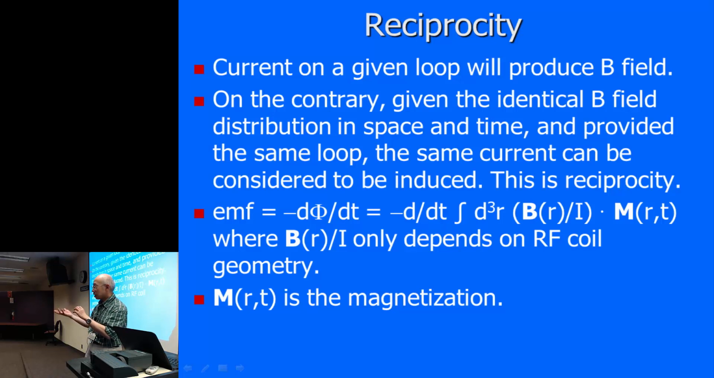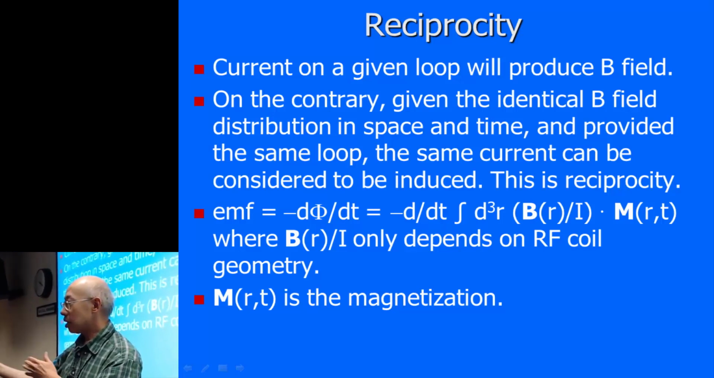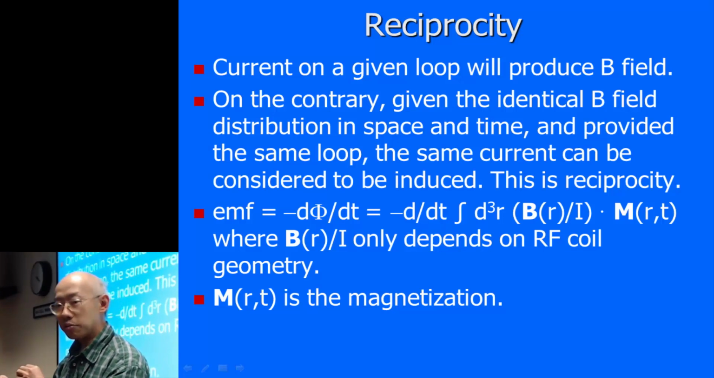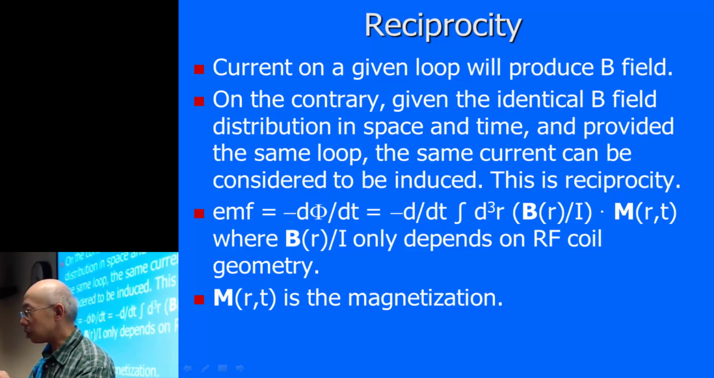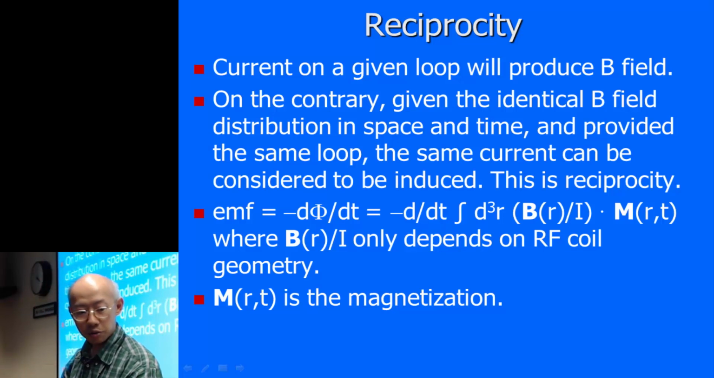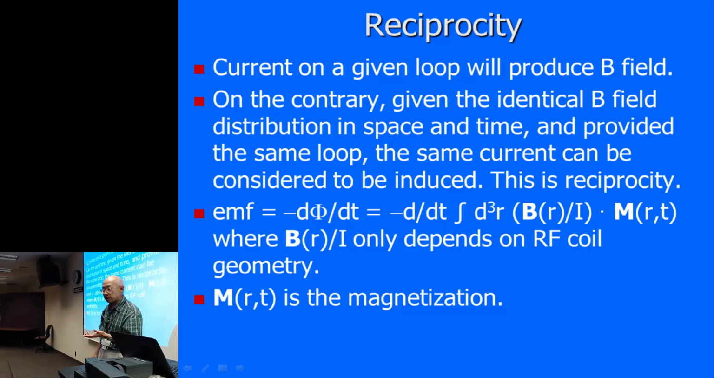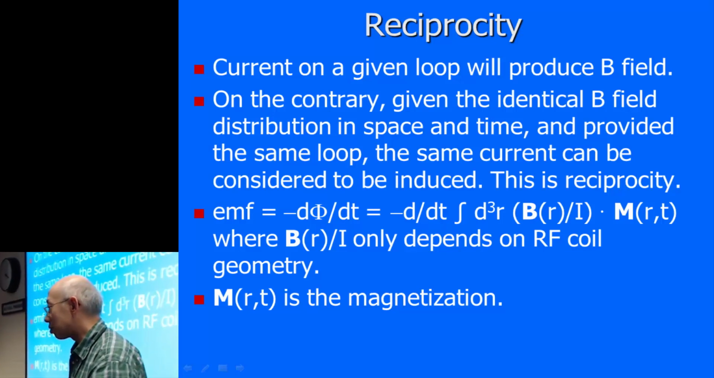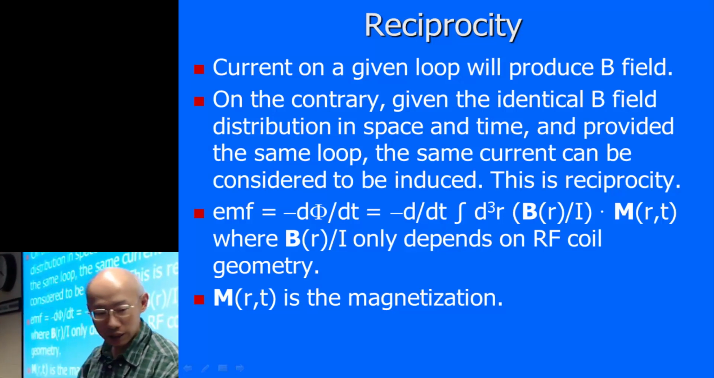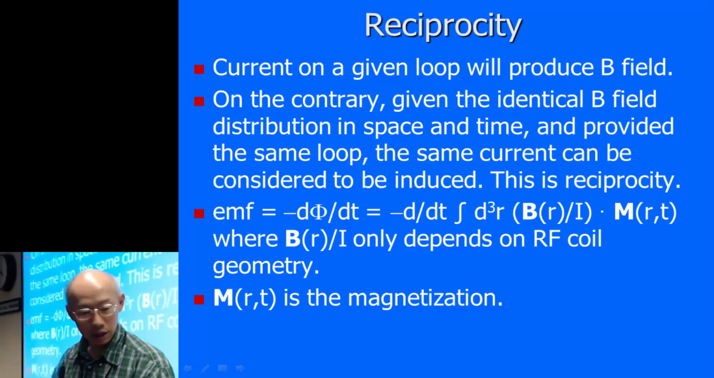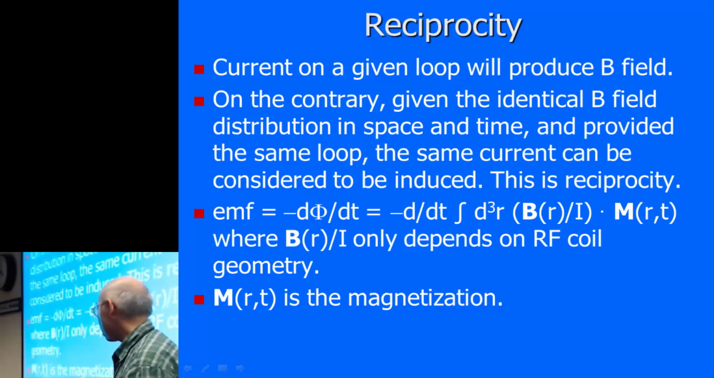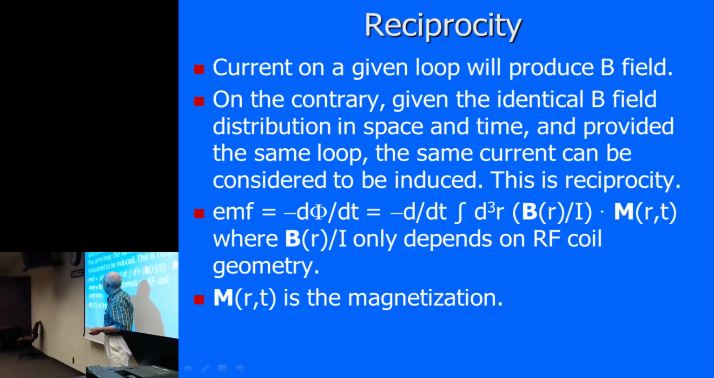I mean, just imagine that you can replace your, or not replace, you can kind of just imagine that you have the field distribution, then you will have a corresponding current in the loop. So this is reciprocity, and you can go through that one page derivation in the textbook, and basically it just tells you that.